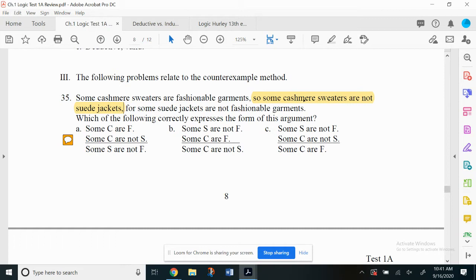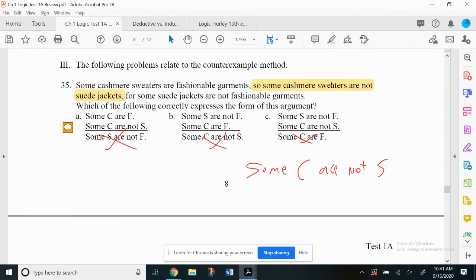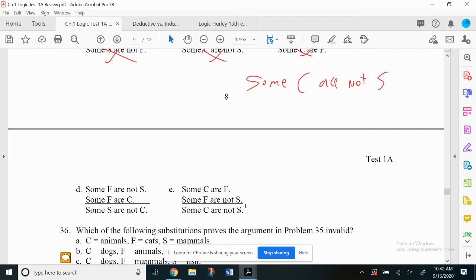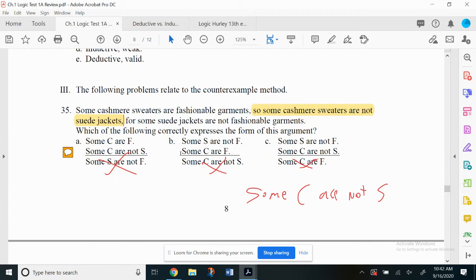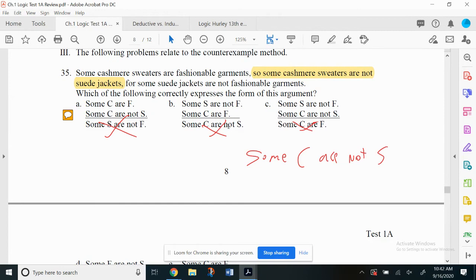So some cashmere sweaters are not suede, so I'd go some cashmere sweaters are not suede. So some C are not S, some C are not S. So boom, I've eliminated this one, and this one. Why? Because I've went for the conclusion indicating trigger word. So, and I find out, okay, this is definitely the conclusion. And then I figure out, let me map it out. So some C are not S, right? And only two possible argument forms down there work. So I know it's either D or E. Now I have to go map out this one up above. I'll let you do that so you can figure out what premises up here work for this. And then you can push pause. You can look at that. And then I'll give you the answer.